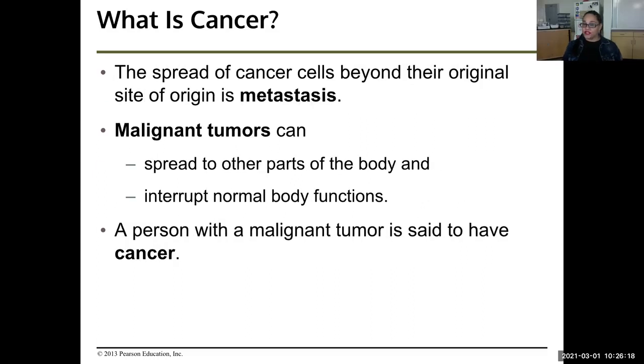The spread of cancer cells beyond their original site of origin is called metastasis. And this is when they become malignant tumors. They spread to other parts in the body and they interrupt normal body functions. And a person with a malignant tumor is said to have cancer.